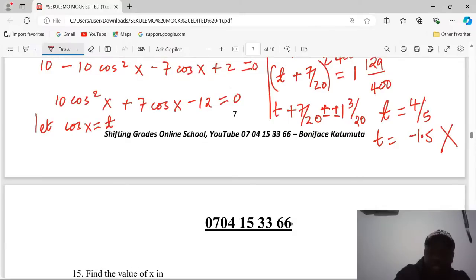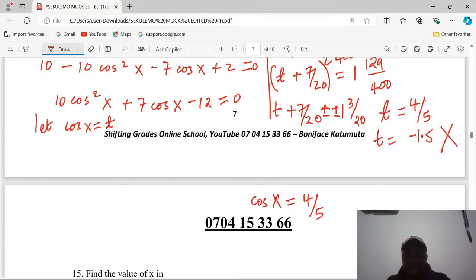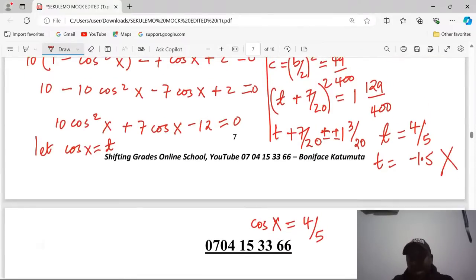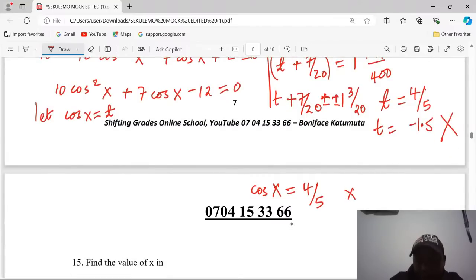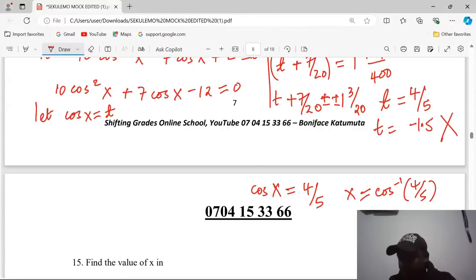So now we see the cosine of x equals to 4 out of 5. If the cosine of x is 4 over 5, then now we can get x by taking the cos inverse of 4 over 5. This value is going to be shift cosine 4 over 5. This is giving us exactly 36.87.